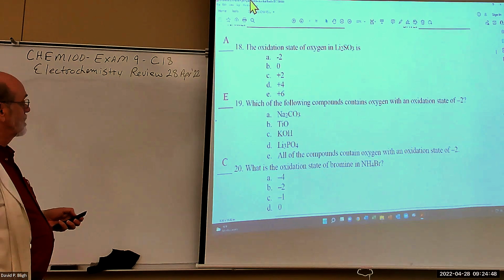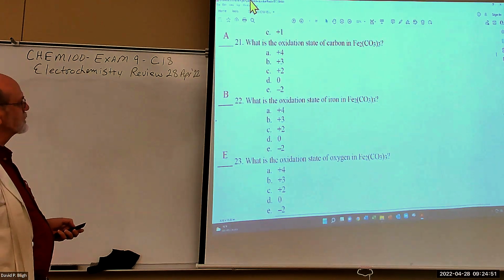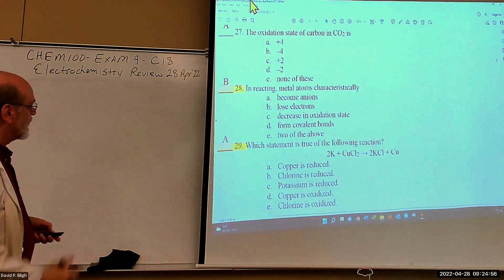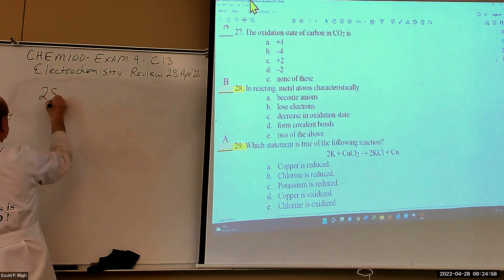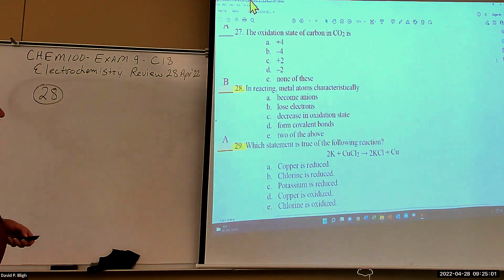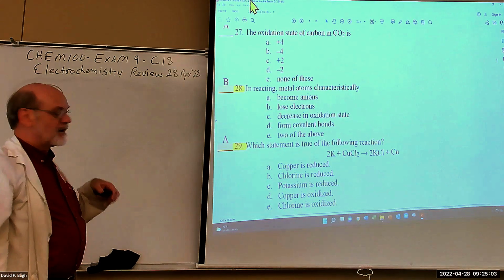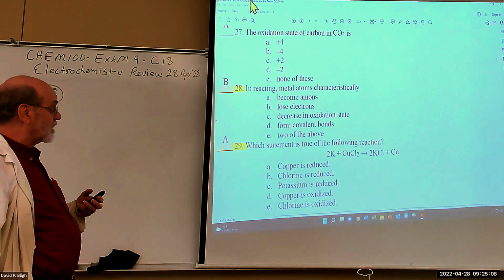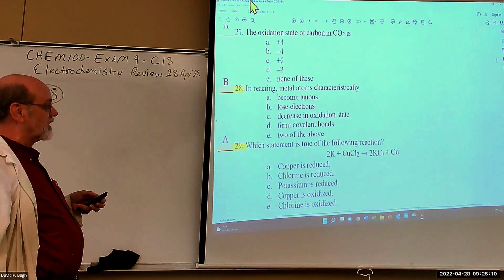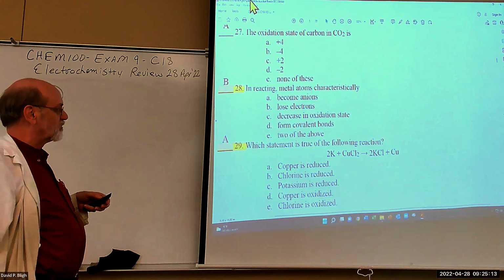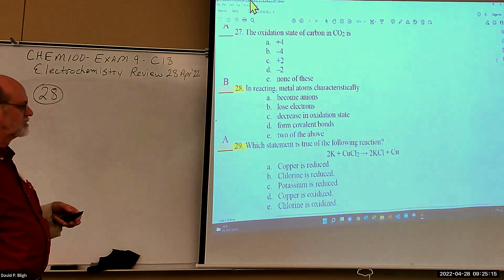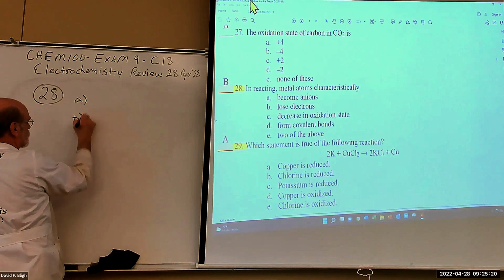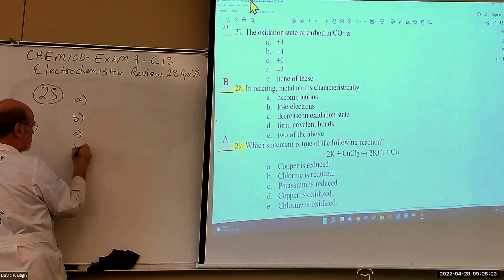Okay. Looks like we got some repetition, so we're going to skip a few. And 28. In reacting, metal atoms characteristically do what? Become anions, lose electrons, decrease in oxidation state, form covalent bonds. 2 of the above. Well, let's see. Since we got 2 of the above, we're going to have to check them all.